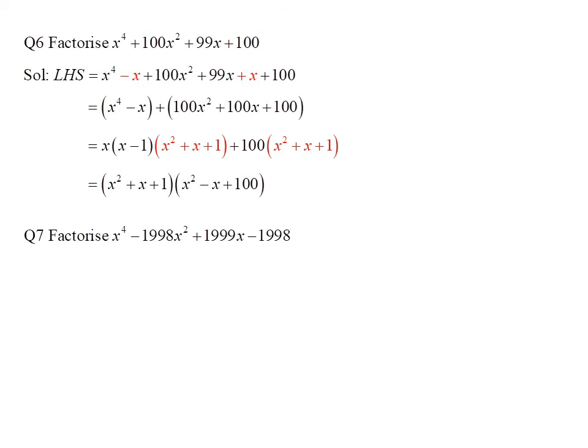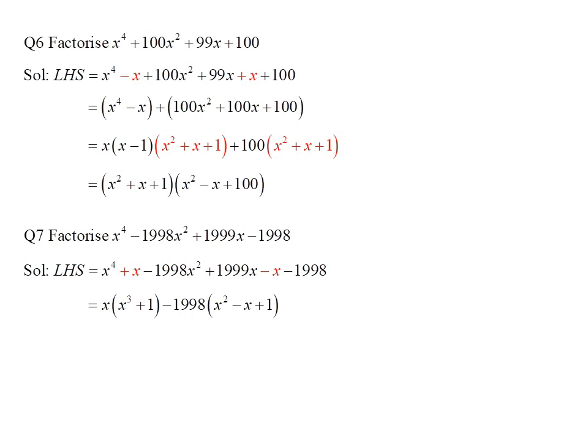Example 7 is a similar type of factorizing question. As we did in example 6, we add and subtract a term of x and group them accordingly as displayed on the screen. Then we factorize each group and find both of them have the same quadratic factor x squared minus x plus 1, which is shown in red color. Finally, we factorize the entire expression by taking out the common quadratic factor.